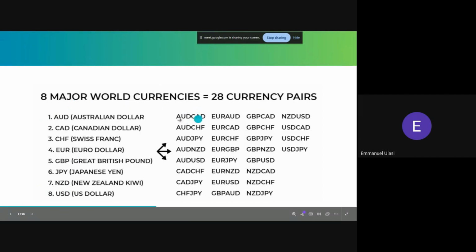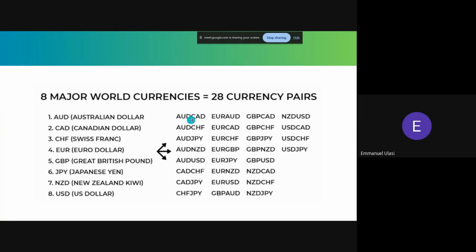So, for example, we have AUD CAD, which you know what it stands for, Australian dollar, Canadian dollar. You have AUD CHF, which you all know stands for Australian dollar, Swiss franc. Same way it goes for the Japanese yen. You have Australian dollar, Japanese yen. You have Australian dollar, New Zealand dollar. You have Australian dollar, United States dollar.